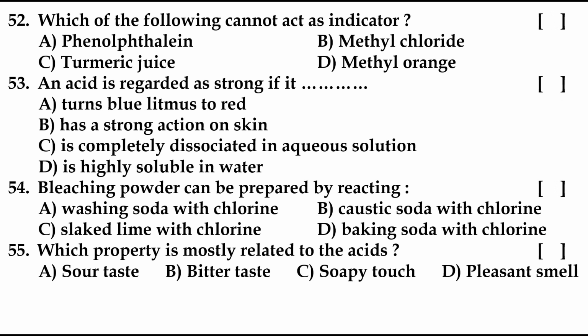52. Which of the following cannot act as indicator? A. Phenolphthalein. B. Methyl chloride. C. Turmeric juice. D. Methyl orange. Answer is option B. Methyl chloride.